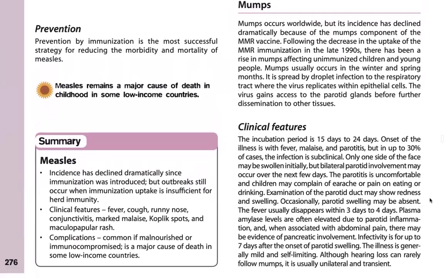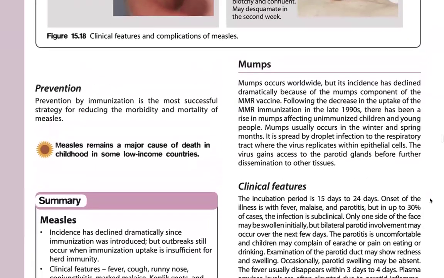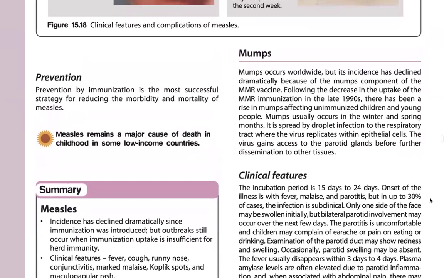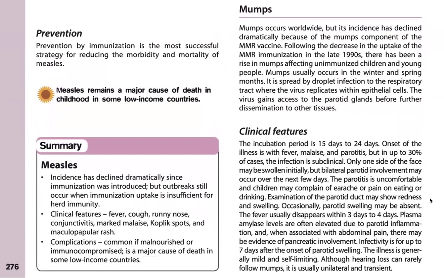Next is mumps. Mumps occurs worldwide, but its incidence declined dramatically because of the mumps component of the MMR vaccine. Following a decrease in uptake of MMR immunization in the late 1990s, there has been a rise in mumps affecting unimmunized children and young people. Mumps usually occurs in the winter and spring months. It is spread by droplet infection to the respiratory tract, where the virus replicates within epithelial cells. The virus gains access to the parotid glands before further dissemination to other tissues. The incubation period is 15 to 24 days.